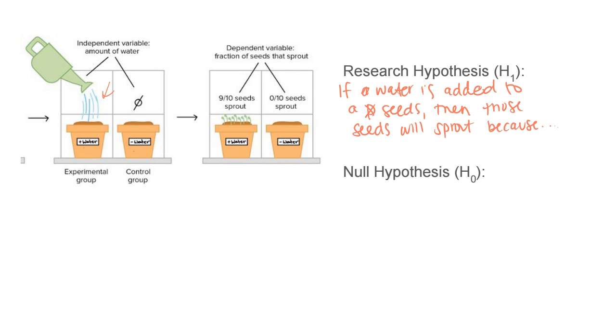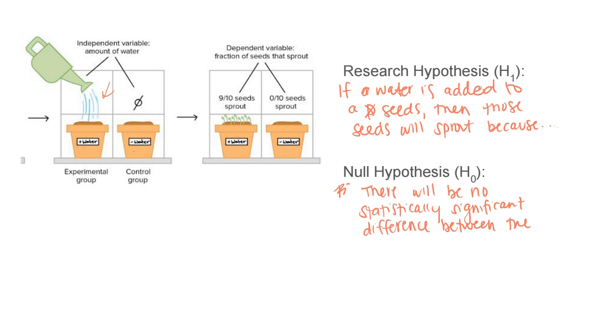If we're doing the same exact experiment, but we are asked to write a null hypothesis, the way you write the null hypothesis is, oh, no, it's not if. There will be no statistically significant difference between the experimental group and the control group.